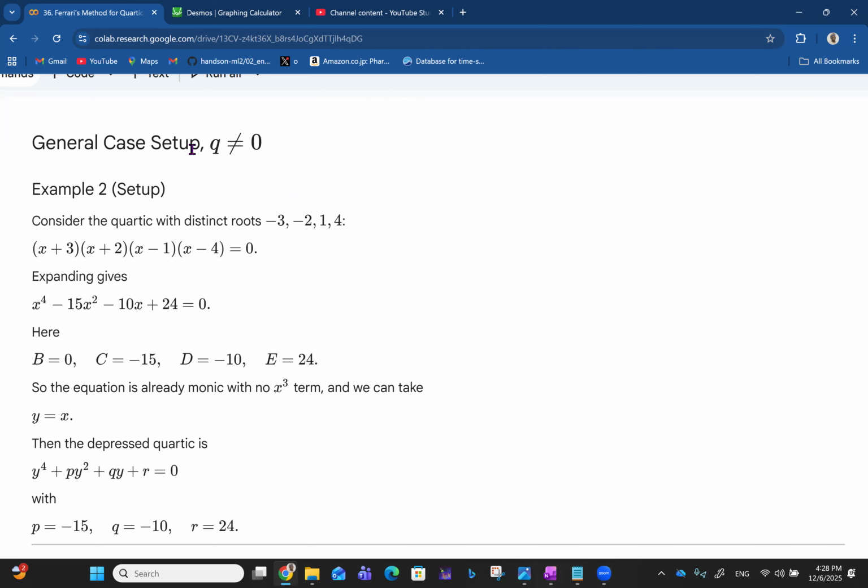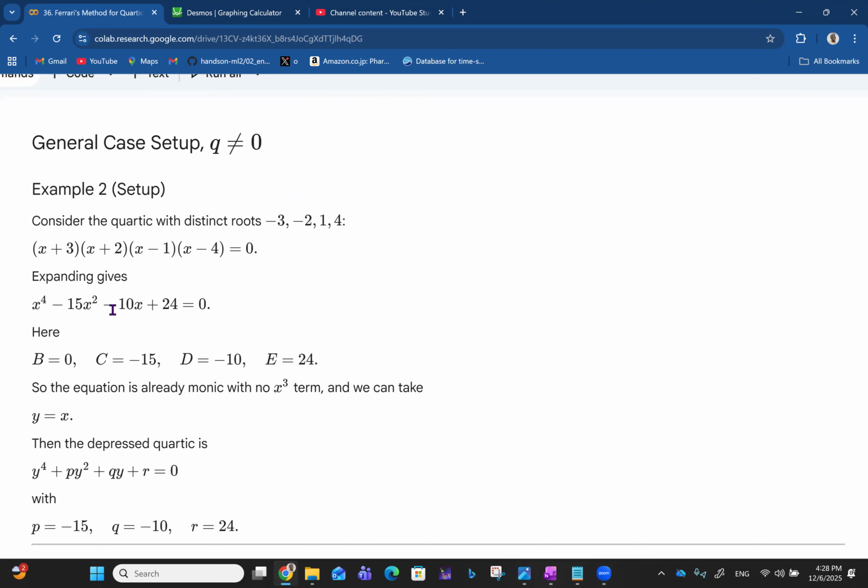Now let's look at the general case setup where q is not equal to 0. So example 2 for the setup now. Consider the quartic with distinct roots minus 3, minus 2, 1, and 4. So that's x plus 3 times x plus 2 times x minus 1 times x minus 4 equals 0. Expanding gives x raised to power 4 minus 15x squared minus 10x plus 24.